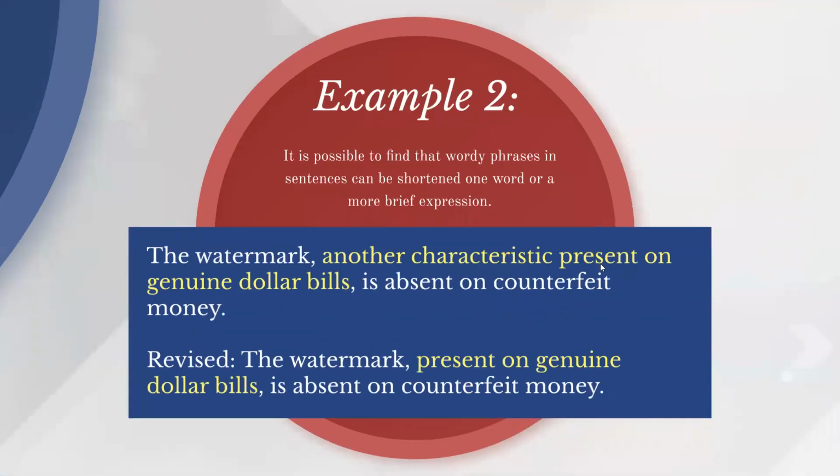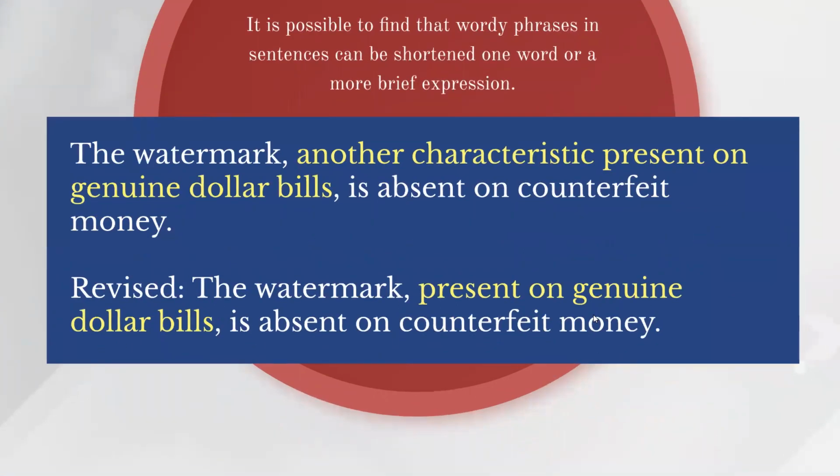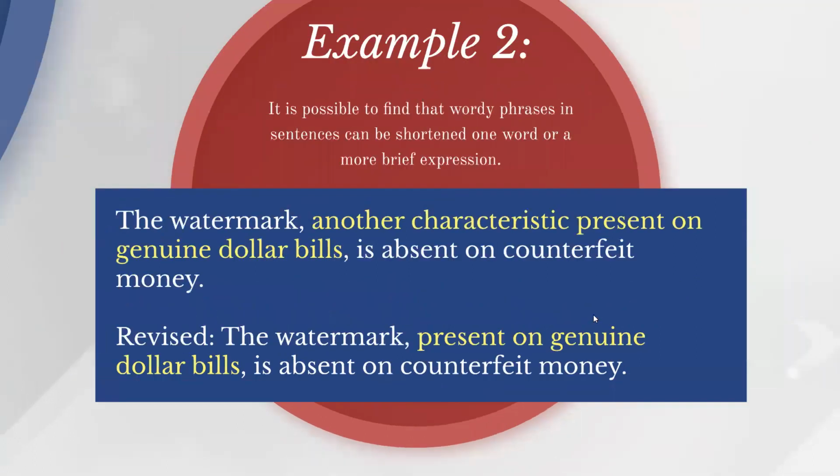Example number 2, under my note there, sometimes it's possible to have wordy phrases and sentences that can be shortened to one brief expression or one word. And so let's take a look at an instance in this case. So our example reads, the watermark, another characteristic present on genuine dollar bills, is absent on counterfeit money. Pay attention to that yellow portion. Another characteristic present on genuine dollar bills. Well, we know that the watermark is another characteristic. So in essence, that's kind of redundant. So when we revise that, the watermark present on genuine dollar bills is absent on counterfeit money. That reads much more concisely, one concise idea. And that's what we're looking for, because that will provide that clarity for our audience. So again, look for these opportunities to revise and improve.